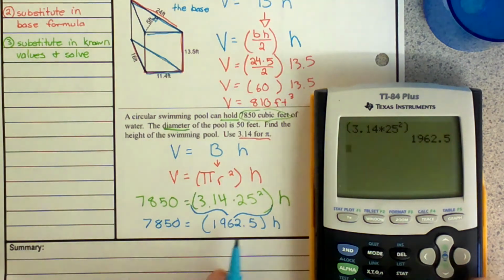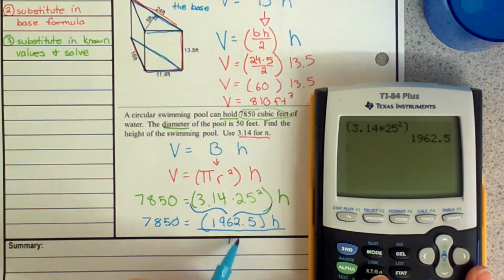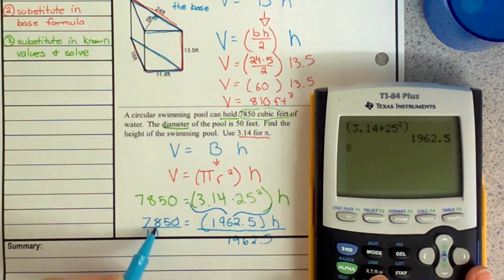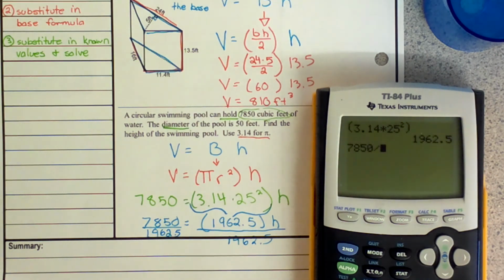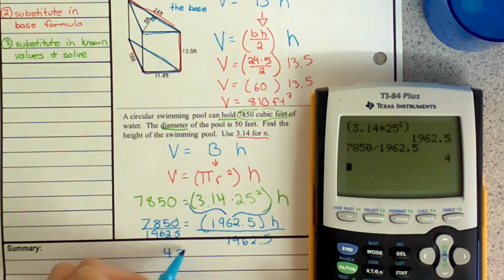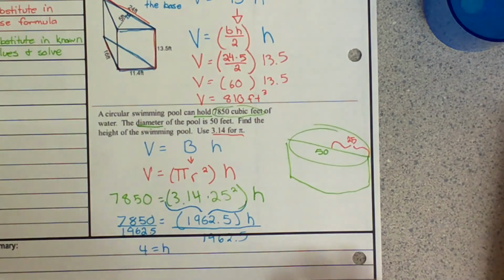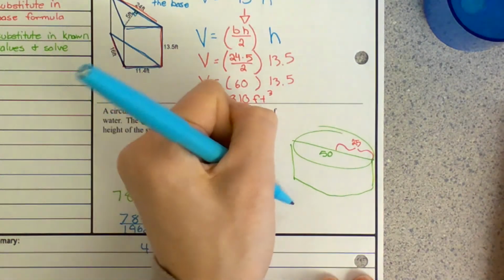That is still being multiplied times h to get the 7,850. Just like we would work any inverse operation problem, I want to get rid of this by doing division. So 7,850 divided by 1,962.5, and I get 4. So h equals 4. We know the height of the pool is 4 feet.